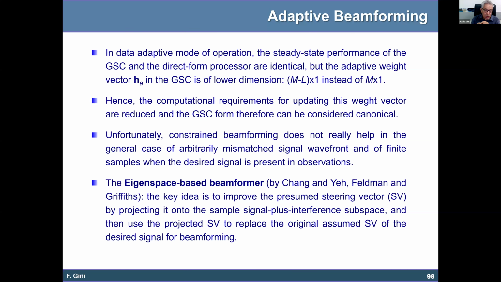This architecture that I just described in some way is similar to the architecture of the side lobe canceller, because the lower branch has just the purpose to measure the interference that enters through the side lobes, and then this contribution is canceled from the upper branch. So that's why it is called generalized side lobe canceller. If you are familiar with the side lobe canceller, you can recognize the similarity.